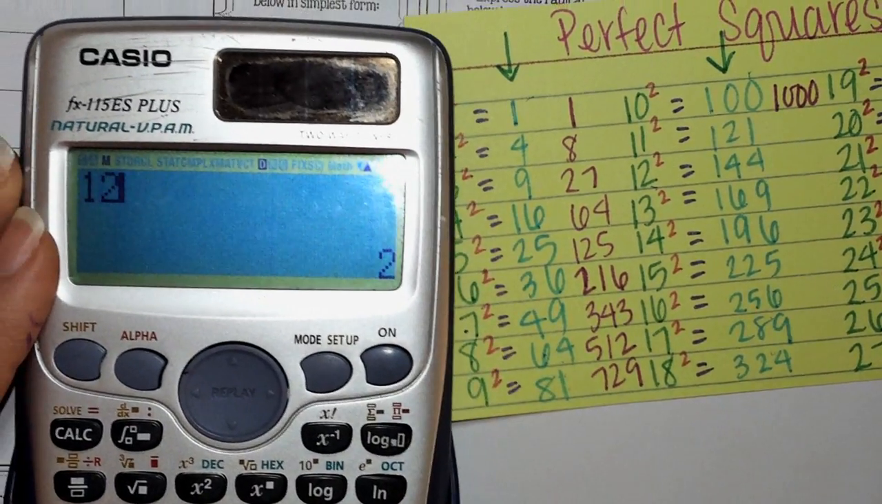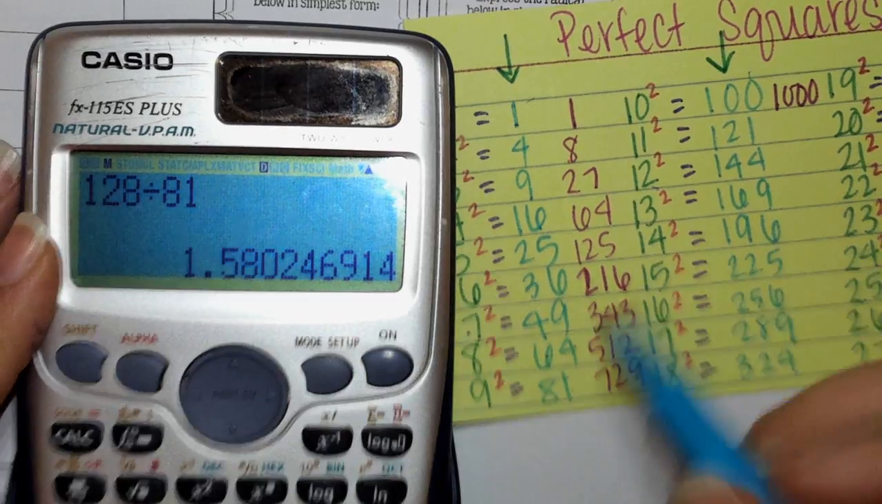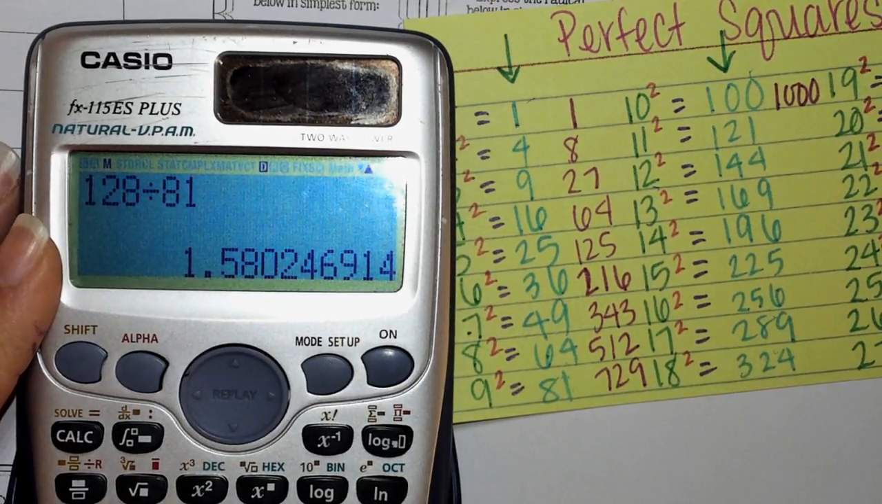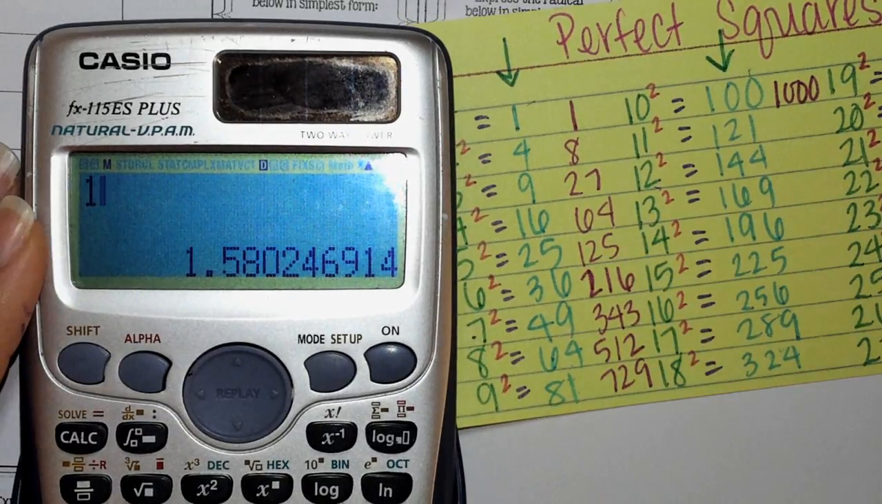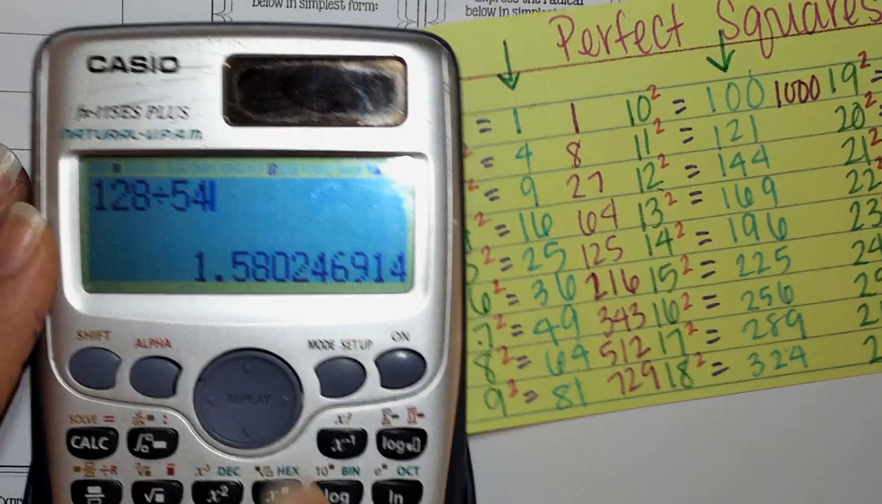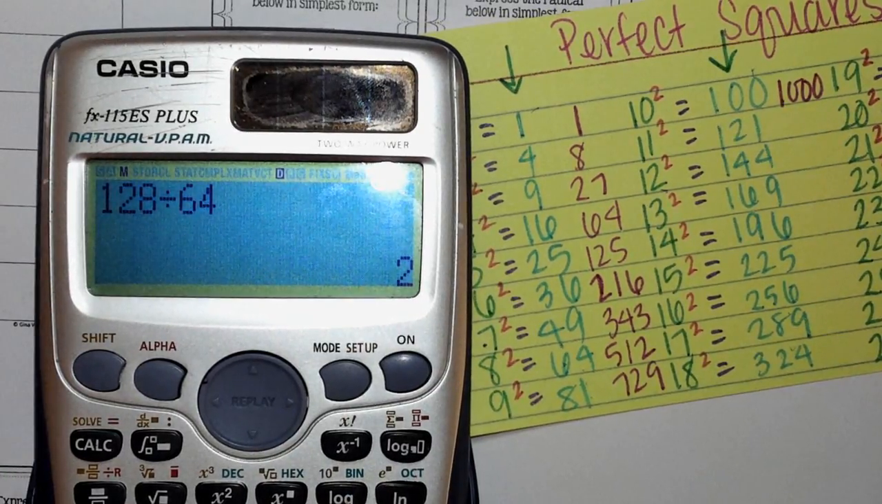What I did was I looked at my card, and I said, okay, let me try 81. 128 divided by 81, that doesn't work. So I'm going to go this way, lower. Alright, so then I did 128 divided by 64. Boom, that worked.